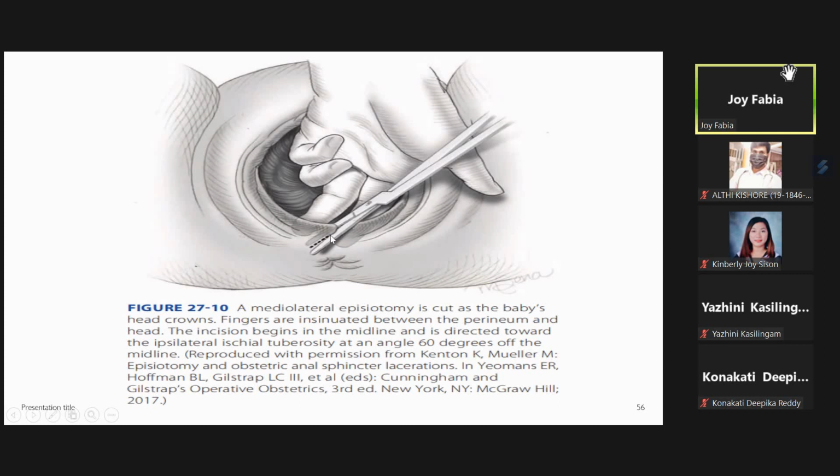This is a picture of a mediolateral episiotomy. Once the baby's head is already crowning, the fingers are insinuated between the perineum and the head. The incision begins in the midline, so it starts at the center first, and then is directed to the ipsilateral ischial tuberosity at an angle of 60 degrees from the midline. You convert it to 60 degrees to the right. So that is the right mediolateral episiotomy.